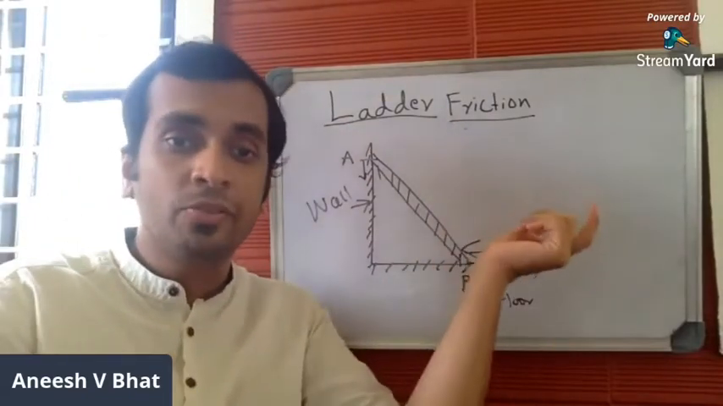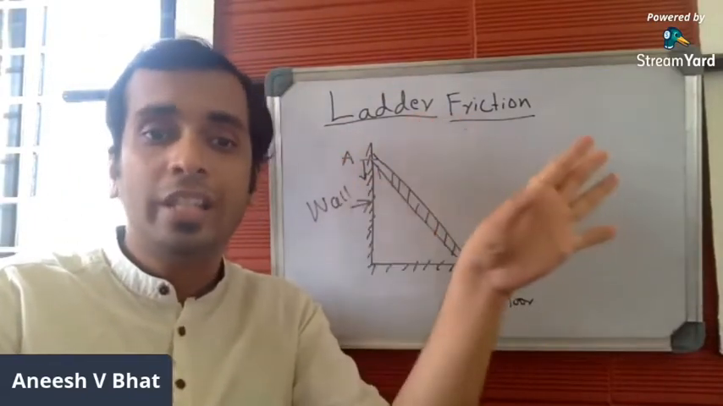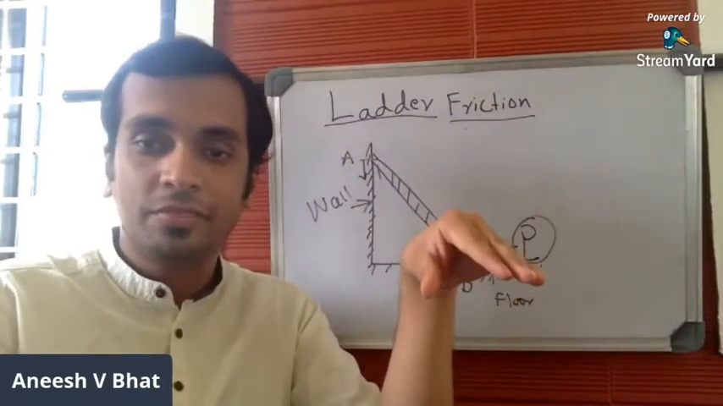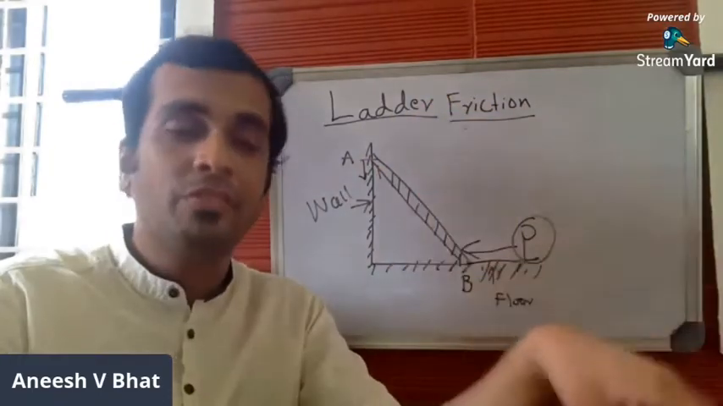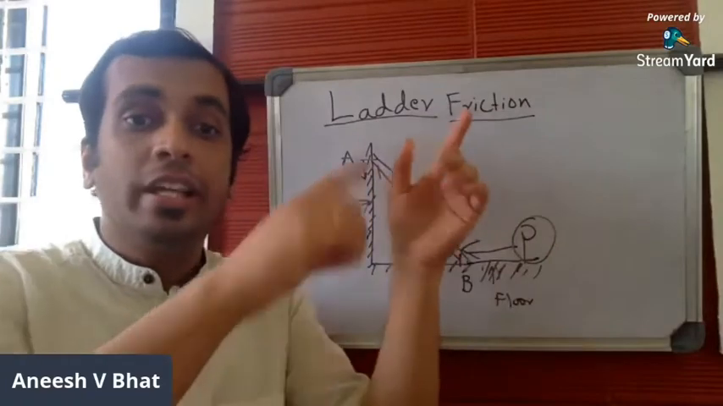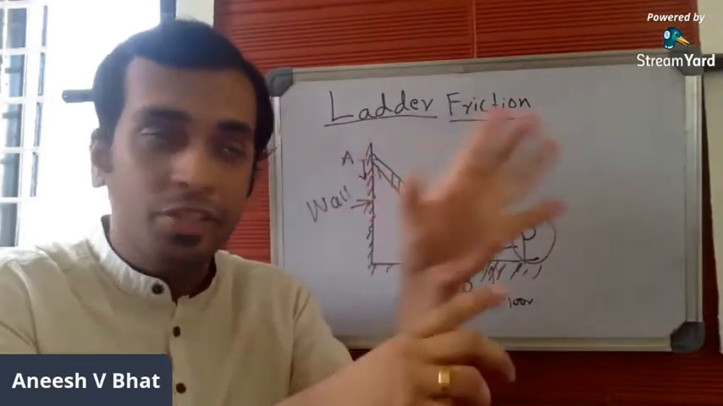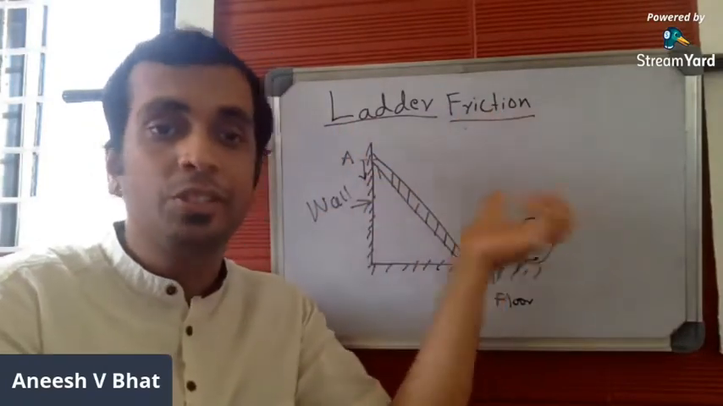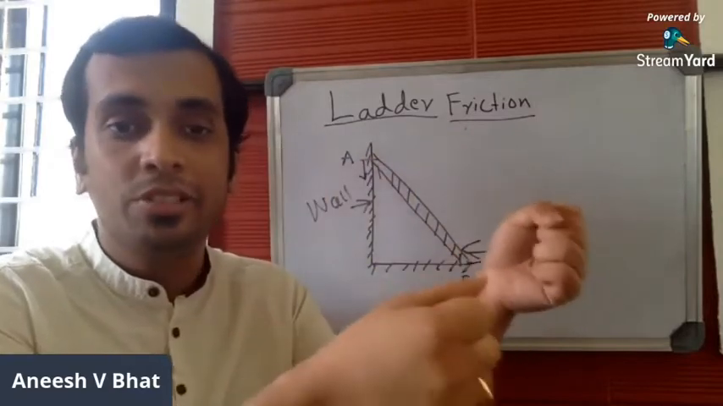You'll be finding this external force which is required to hold the ladder without slipping down, which avoids the slippage of the ladder. So this is one of the types in which you'll be finding this external force P, which is used to hold the ladder without slipping down.